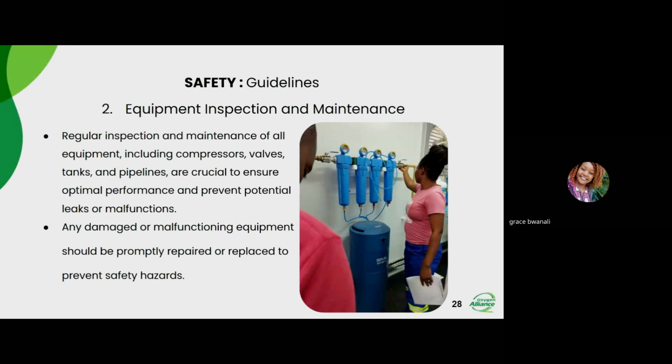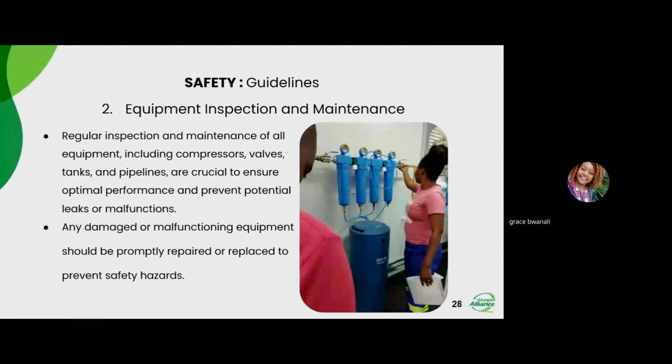I can say that that experience really drove home to me the importance of maintenance and inspection. From compressors to valves, every component plays a crucial role in keeping our operation running smoothly and safely.